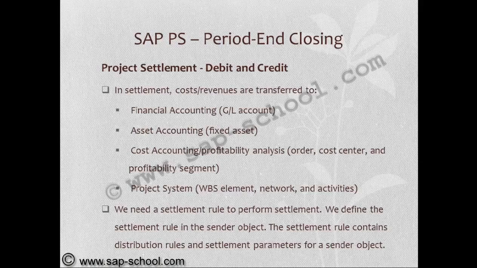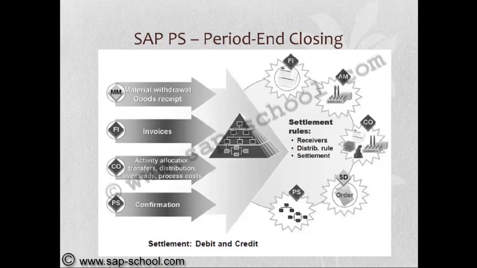We need a settlement rule to perform settlement. We define the settlement rule in the sender object. The settlement rule contains distribution rules and settlement parameters for a sender object. So, as a part of debit and credit, the various activities will take place in cross applications.